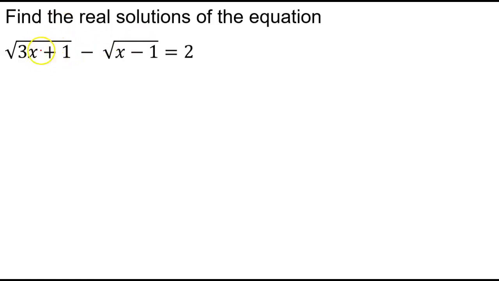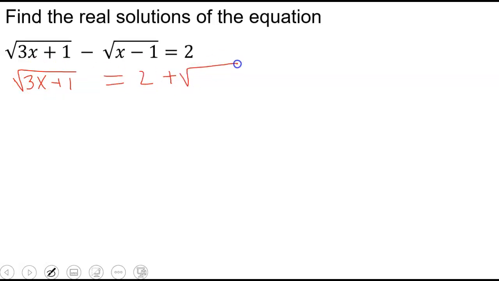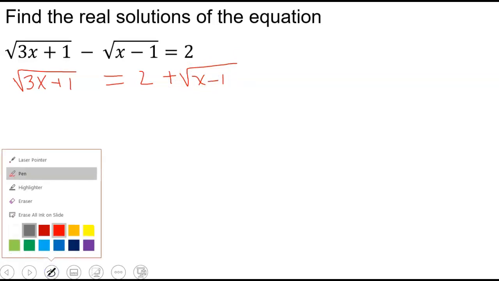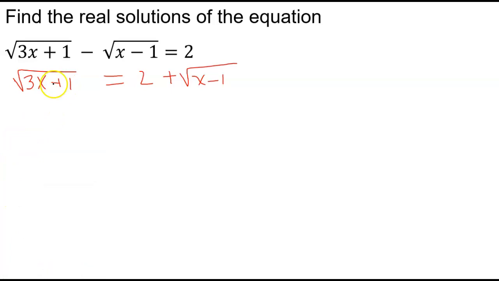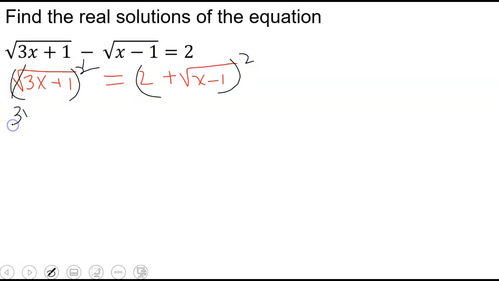So here we are leaving the square root of 3x plus 1. We are going to add this onto the other side. That way it's going to make it positive also. So we're going to write 3x plus 1. And then if we move it to the other side, it becomes plus the square root of x minus 1. Now, since we have this expression by itself, we can take the square of both sides. So we square, we cancel out the square root. We have 3x plus 1 here.